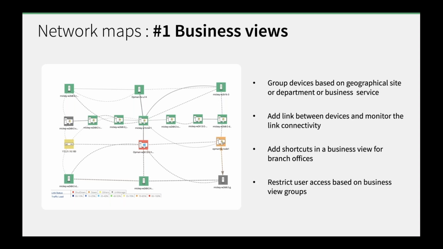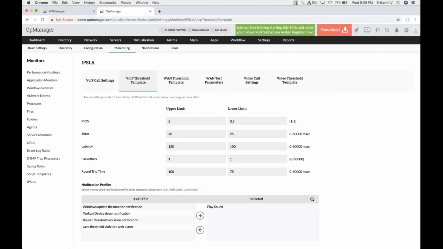And you can also restrict the group access. Like you have multiple user admins in your OpManager, and you can restrict the access by creating a business view related to only the network devices and providing access to only network admins. So let me take you to the OpManager UI and show you how to create a business view map.